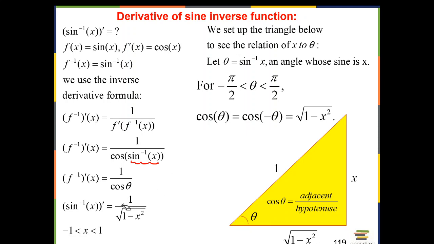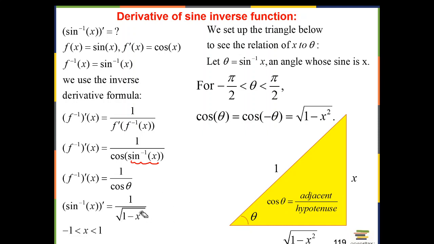And obviously the domain here has to be what? x is between -1 and 1, and x cannot be -1 or 1. Why? Because the denominator becomes 0. So that's why we didn't put equality here. So theta is between -pi/2 and pi/2. All right, so now we have an expression for what? For the inverse of the trigonometric function, sine.